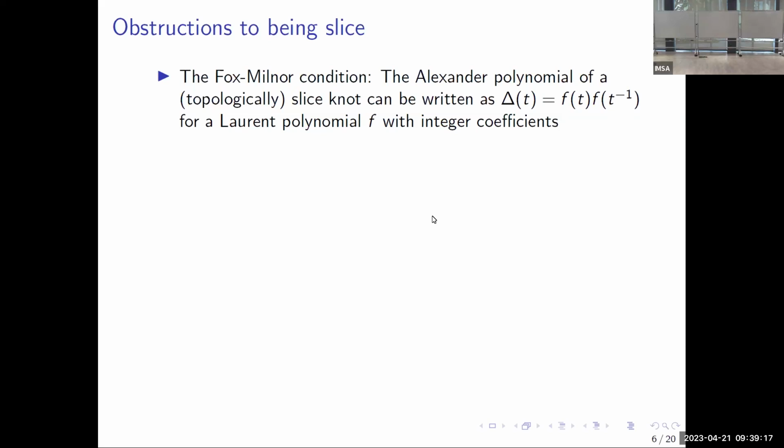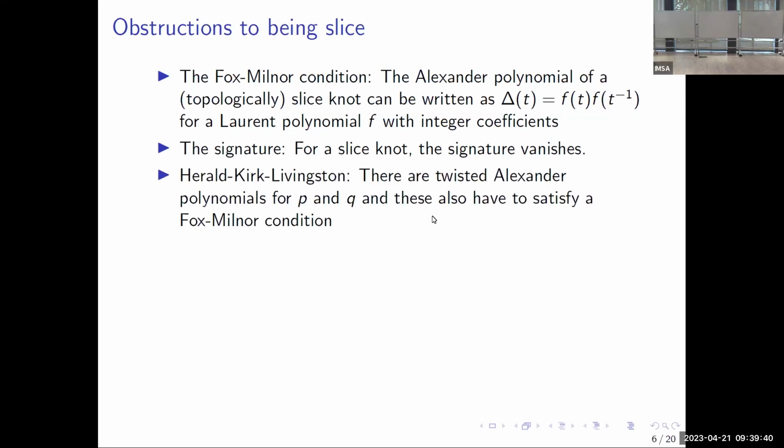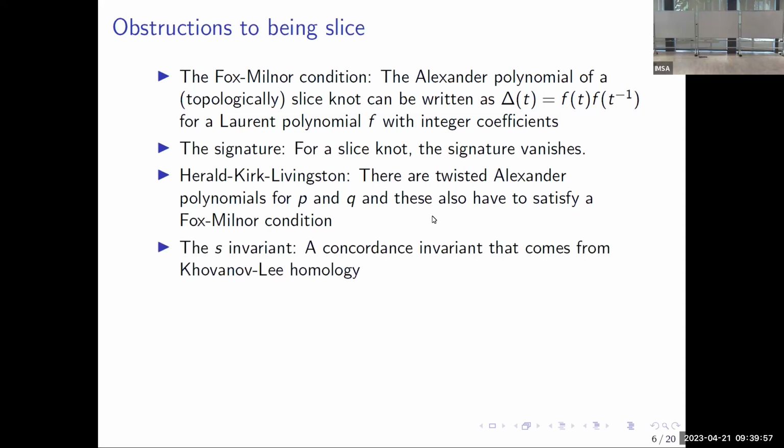So this concordance in S^3 times [0,1] is smoothly embedded. But you can ask the same thing topologically, and there's this condition that obstructs being topologically slice. There's also the signature. For a slice knot, the signature has to vanish. This is also true for topologically slice. Then there are the Herald-Kirk-Livingston conditions, which say that there are twisted Alexander polynomials for P and Q, and these also have to satisfy a Fox-Milnor condition.